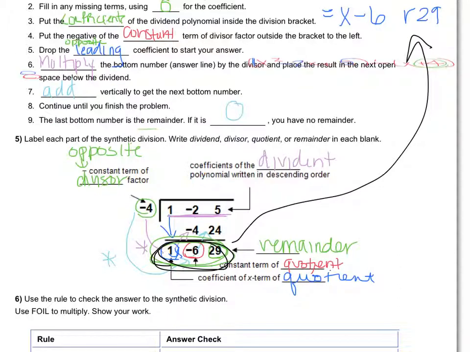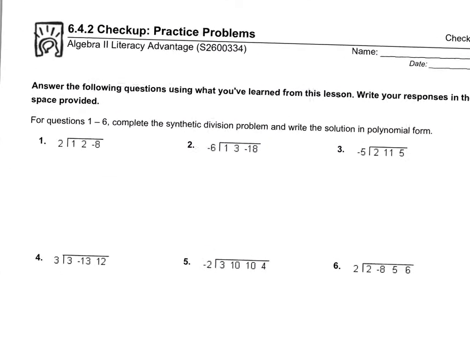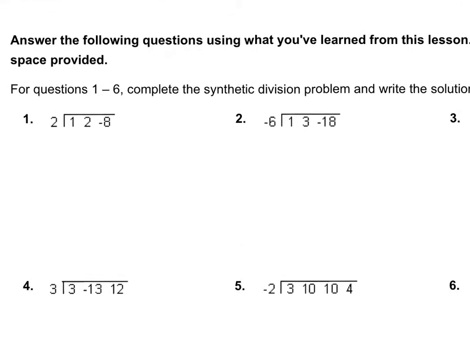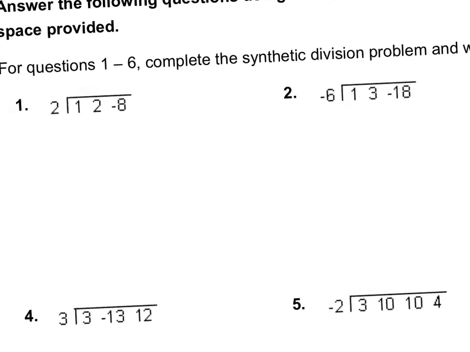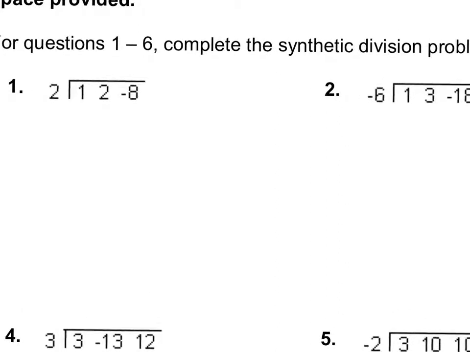So we're going to move on to the checkup to actually show how this really works. Problem number 1. I've already gotten it set up in synthetic division for me. And it says 2, and I'm dividing that into 1, 2, and negative 8. So the way this is going to work is I start off and I bring down my 1. And then I multiply. 2 times 1 is 2, and I add. 2 plus 2 is 4. Then I multiply. 2 times 4 is 8. Negative 8 plus 8 is 0.